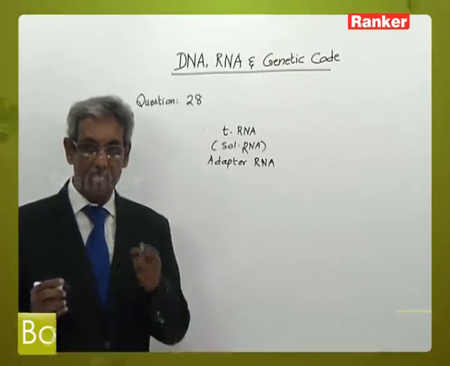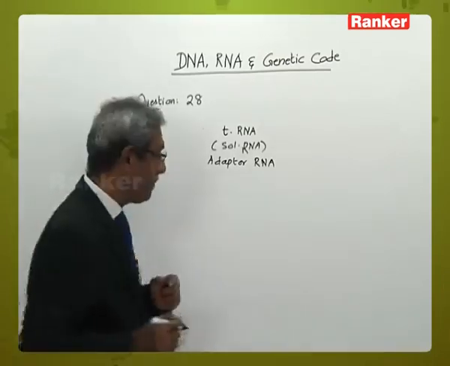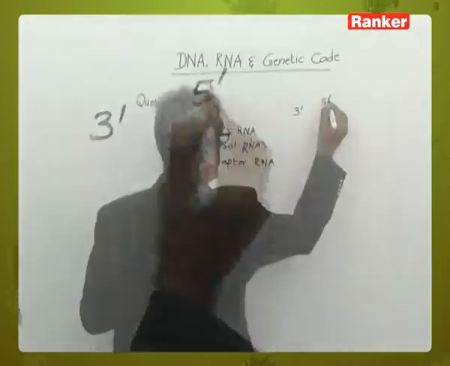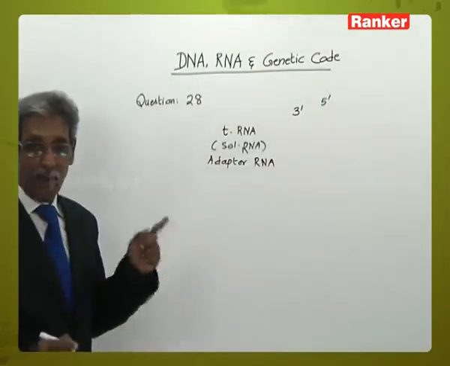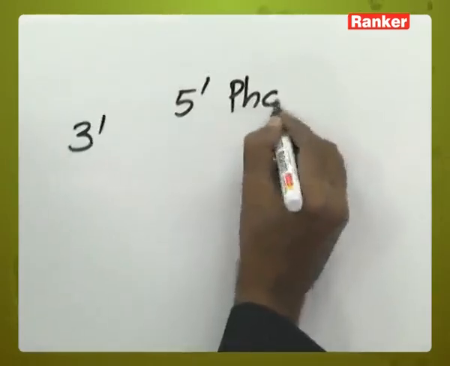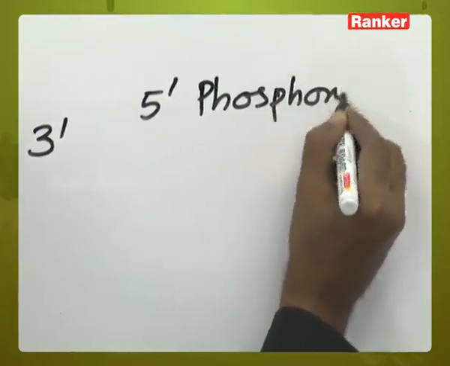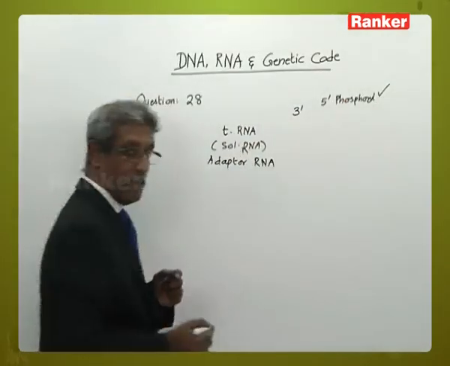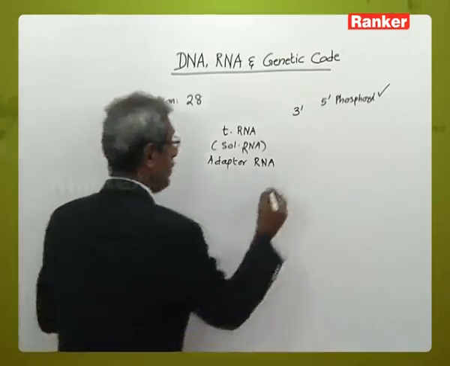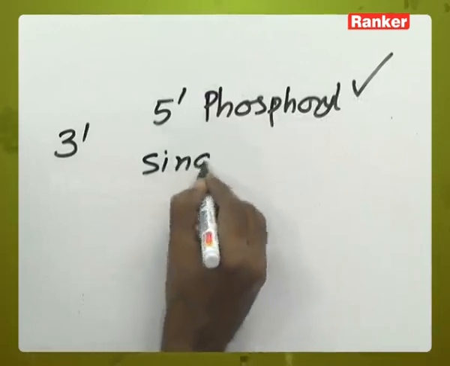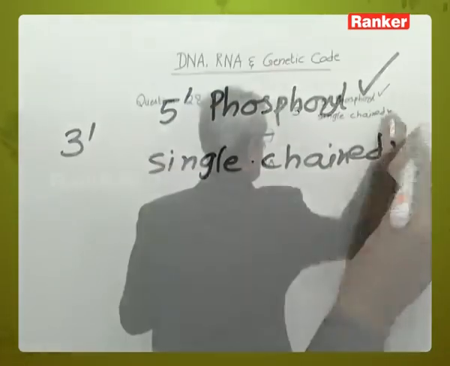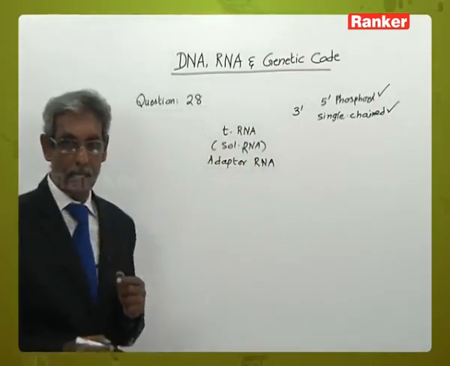The 5' end is phosphorylated. We have a 3' end, and again we have a 5' end. It asks whether the 5' end is phosphorylated. Yes, it has been phosphorylated. Then 2, there are single chains. Always when you take the RNA, it is predominantly single chained.